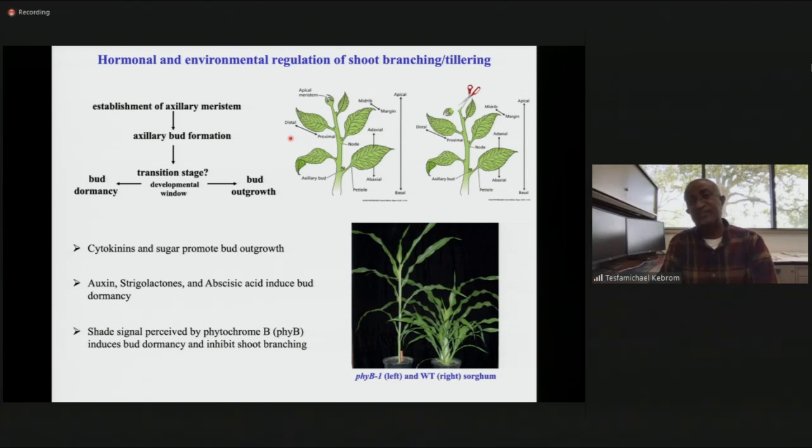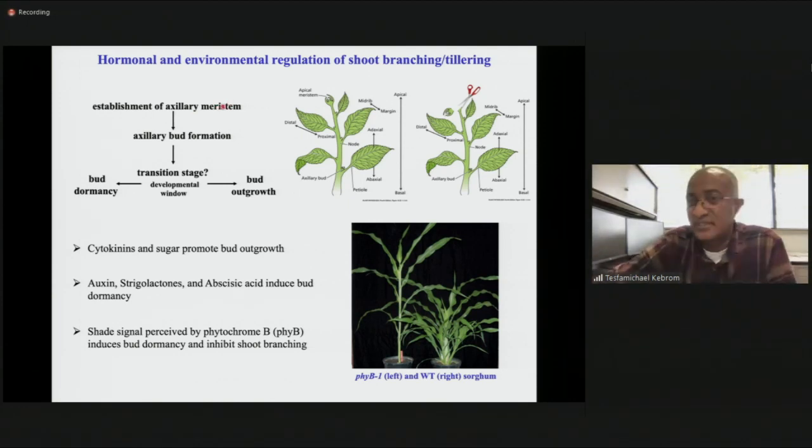Branch development starts with the establishment of axillary meristems: a few meristematic cells, or stem cells capable of dividing, are formed at the base near the leaf axil in the stem. Then through division, these meristematic cells form a bud. So the bud is formed and it's now pushed away from the main shoot axis and it's sitting here on its own. Once it is formed, it enters a stage called the transition stage.